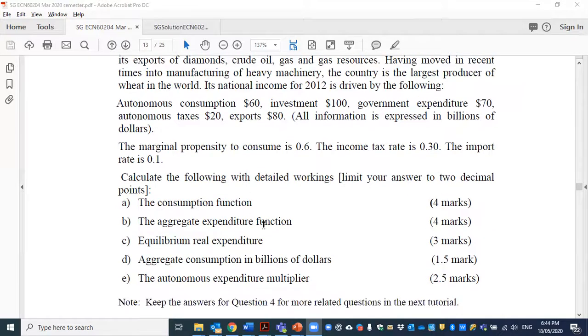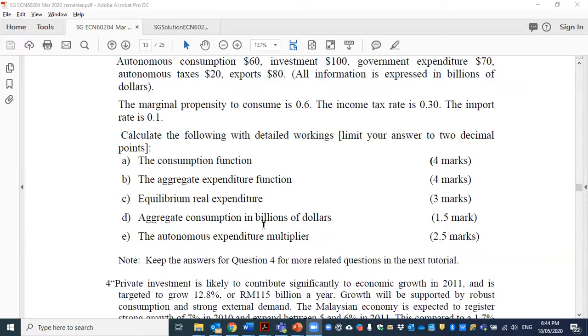Then I check whether the question wants anything extra or not. It wants the consumption function, the aggregate expenditure function similar to before, then the equilibrium real expenditure, and aggregate consumption. The only difference: this is the aggregate expenditure function, and this is the consumption function. A function means that we have to let Y remain as Y. But here it is saying aggregate consumption in $1 billion.